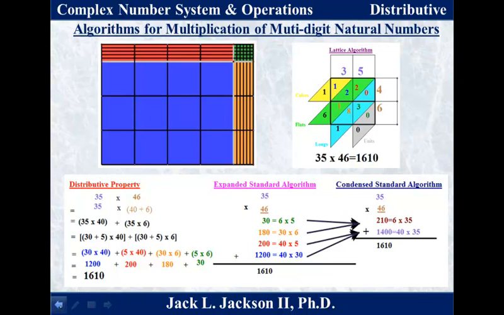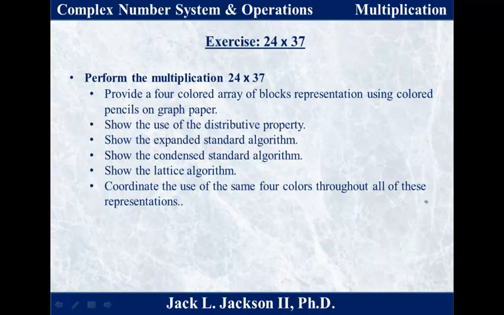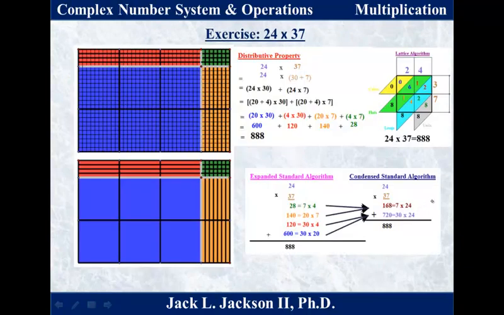Okay, so you're supposed to take this idea here and do exactly everything you see here on this page for 24 times 37. Well, if you did that, this is basically what you should have come up with. So here's our blocks, 24 tall and 37 wide, showing the individual blocks, and this is showing it regrouped into longs and flats where they naturally occur.